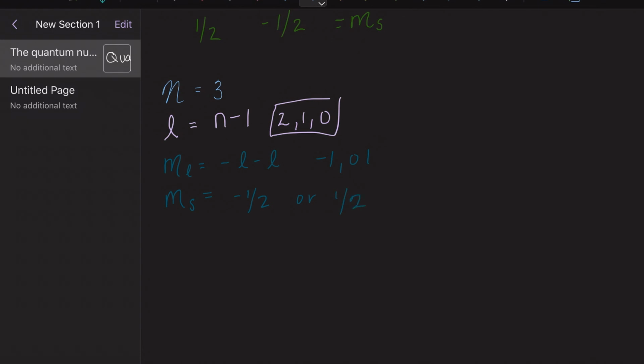Keep in mind that although these are your options, you would only have one if you were talking about a specific electron. So you might have 3, 1, negative 1, and then positive 1/2. And those would be the set of quantum numbers for the orbital and the electron that you are describing in an atom. Just keep in mind when you're facing these types of problems that L is up to n minus 1, M sub L is negative L to L, and M sub S is only negative 1/2 or positive 1/2.